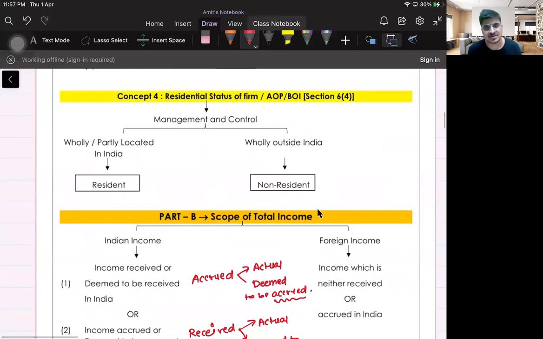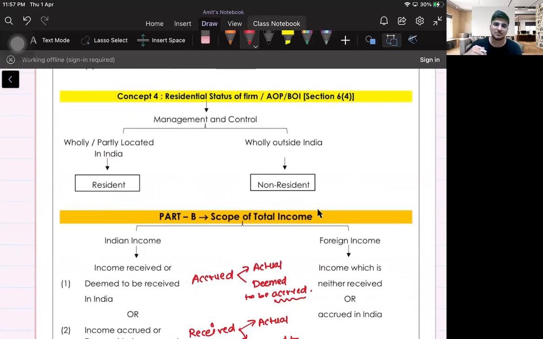Now, in case of residential status of firm, AOP and BOI, it is very much similar to HUF. What is that? If the management and control is wholly or partly in India, then you are a resident. If the management and control is wholly outside India, India ka kuch bhi sambandh nahi, in that case you are a non-resident. But here further bifurcation of resident is not required. Only resident, non-resident is sufficient. So this was all about your residential status of various assessees.